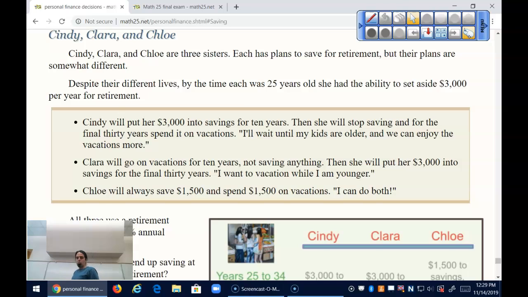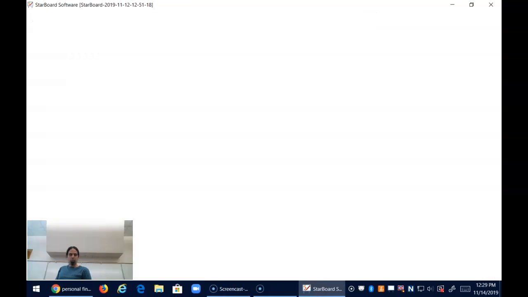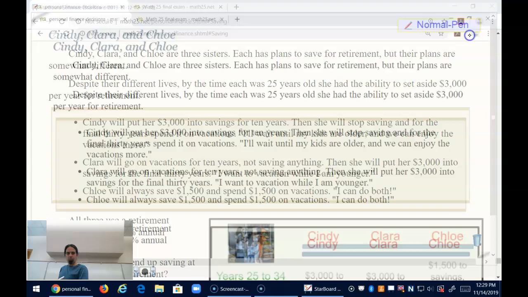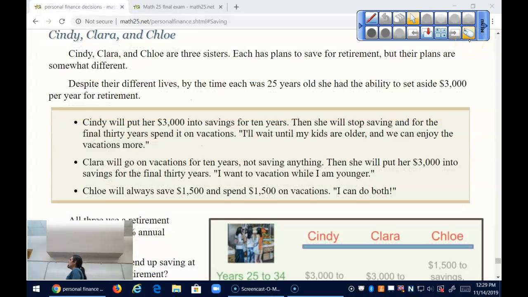Okay, the Three Sisters problem. Cindy and Clara and Chloe all have $3,000 a year. We are being unrealistic and assuming that no matter how old they are, that's what they're going to have at the end of the year after they've paid all their expenses.